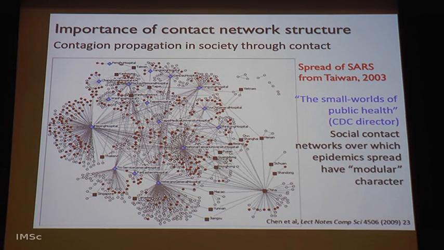The importance of this is seen in the spread of SARS from Taiwan in 2003. Here you can easily see it is modular. The squares are locations, and it started in Taiwan. Even the CDC director mentioned that social contact networks over which epidemics spread have a modular character.